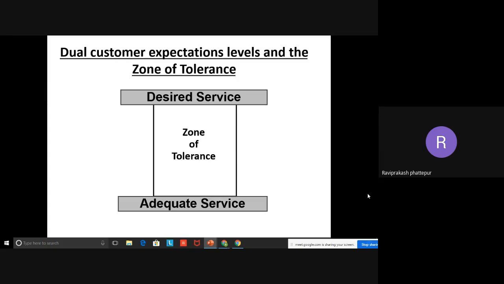Next, coming to zone of tolerance. What is zone of tolerance? Here, first we'll see services are heterogeneous, as you already know. Services, we have covered it in the definition of services. That is, it is heterogeneous.